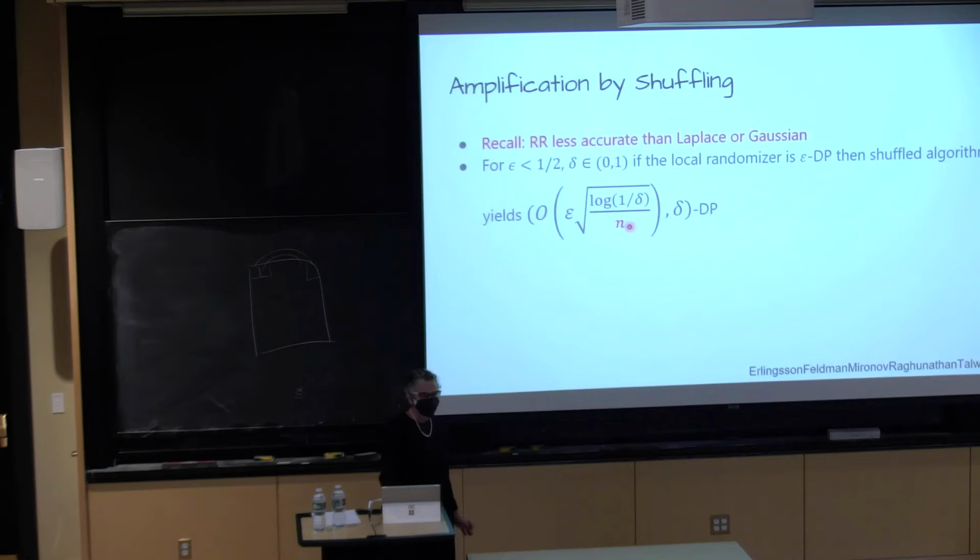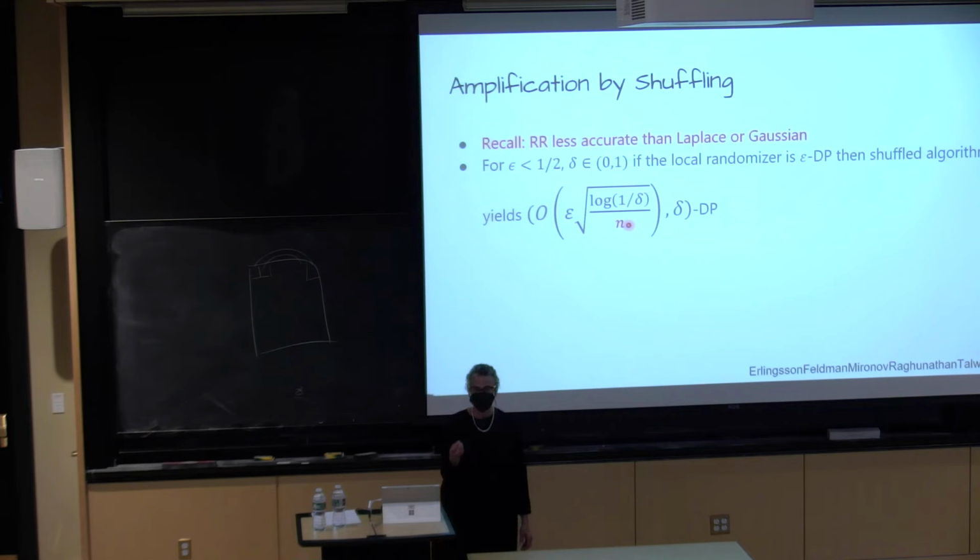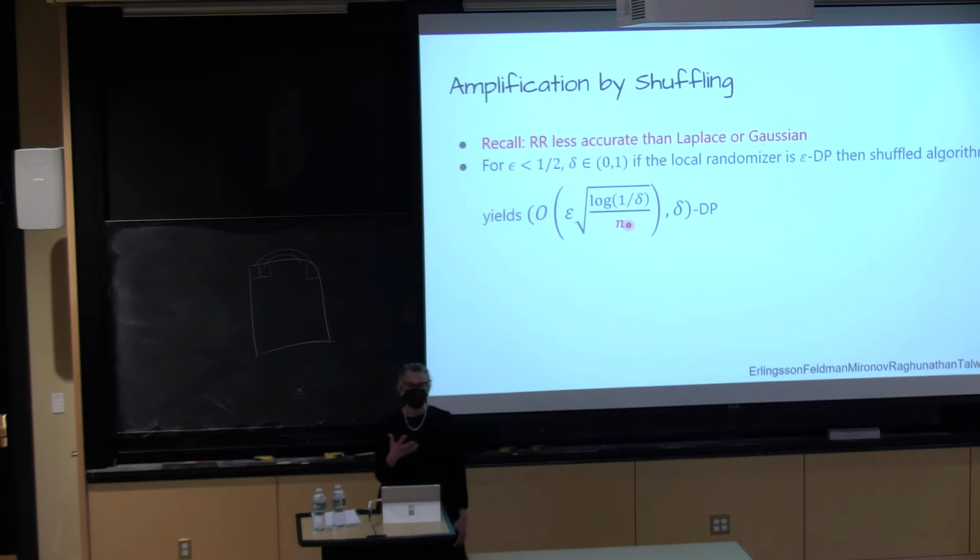Look at that n in the denominator. Yes, it's a square root of n, but when you're looking at things that are internet scale, that square root of n is really large. So it says that by shuffling, you can substantially improve on what you could do just with randomized response on its own. Again, I don't know that shufflers have been built and who would build them and so on, but this direction has received quite a bit of attention.